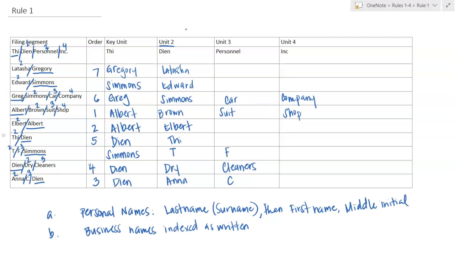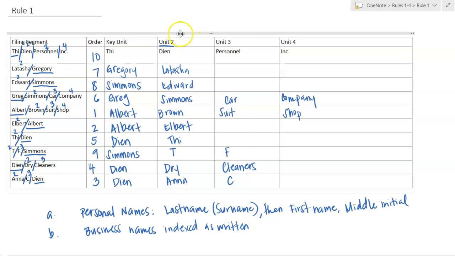We have 2 Simmons, so I'm then going to need to look at my unit 2. We have an Edward Simmons and then a T. F. Simmons. So the E in Edward tells me that that's going to be filed before the T. F. Simmons name. And then don't forget, even though this was an example, we can still include this TDN Personnel Inc. Okay, and so this order just tells me the order in which I would have filed each of these names in a folder or a filing cabinet.